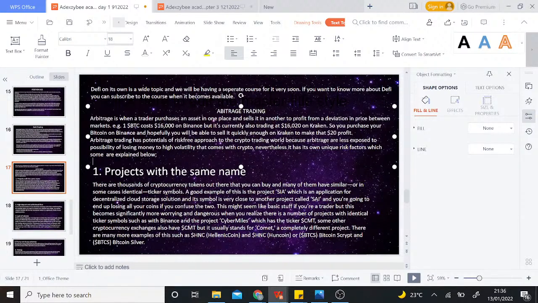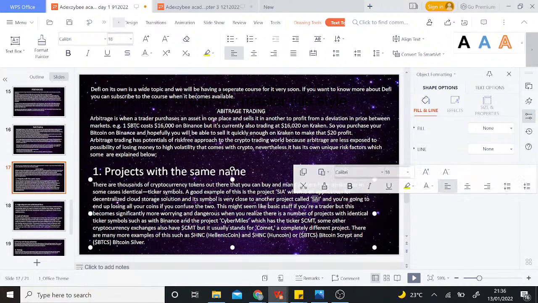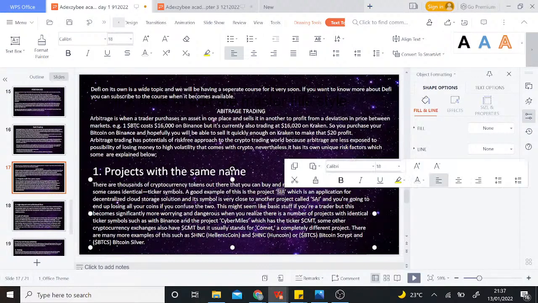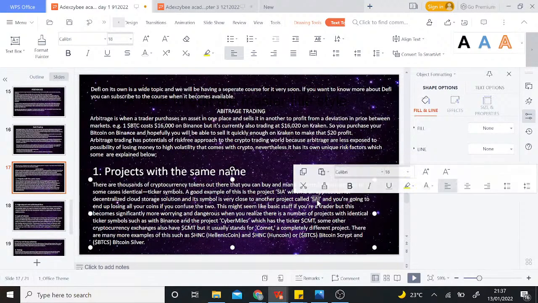So some coins have similar tickers and some have the same ticker. Like this coin, SIA, the ticker is SIA, and there's another one also, SAI. If you are not very calm, you may take them for one another. You may go and buy, you see SIA at $66 and you see this one at $3. You say, wow, this is a lot of profit. This is 50% profit for me.